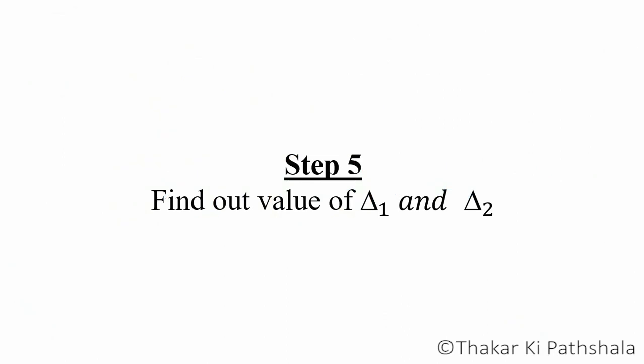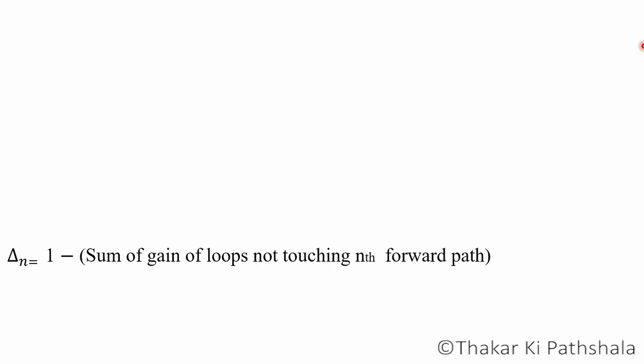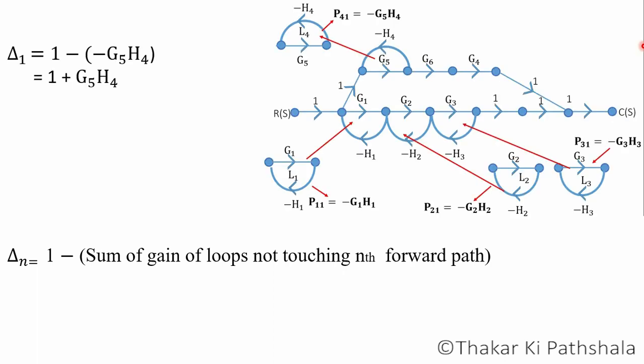Step number 5 is to find out the value of delta 1 and delta 2. What is delta 1 and delta 2? We can generalize this concept as delta n is equal to 1 minus the sum of gain of loops not touching the n-th forward path. In this case, delta 1 is nothing but 1 minus the sum of gain of loops not touching the first forward path. This is the first forward path. Here loops L1, L2 and L3 all are touching this first forward path, but this loop L4 is not touching the first forward path. So delta 1 will be 1 minus the sum of gain of loop L4.